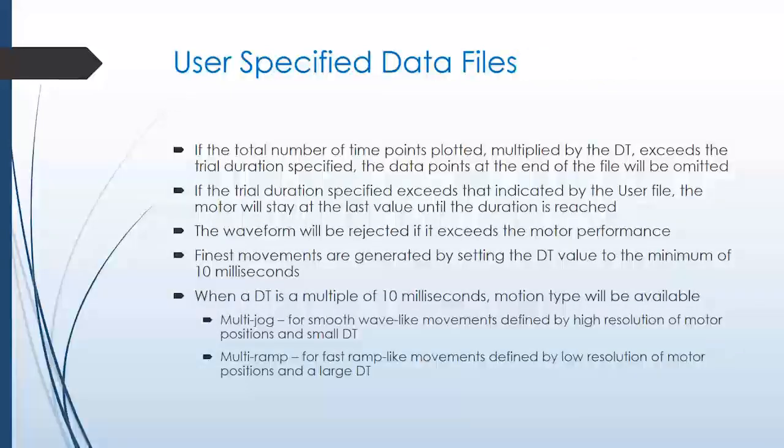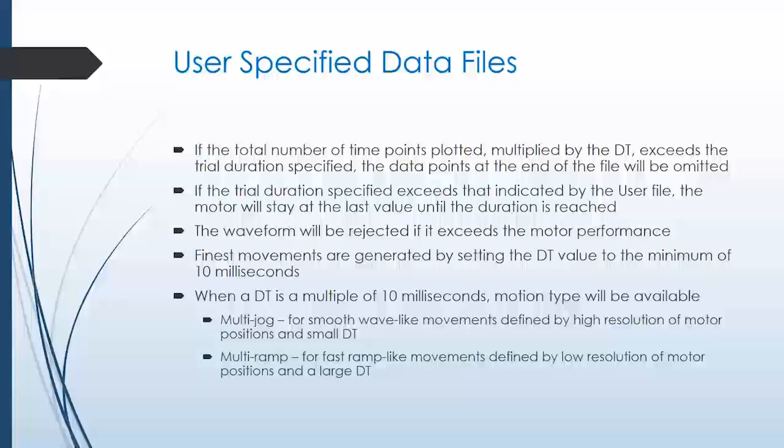So if the total numbers posted multiplied by dt exceeds the trial duration specified, it will stop, and the later data points will be omitted. The waveform will be rejected if it exceeds the motor performance, which was indicated in the previous slide. And finest movements are generated by setting the dt value to the minimum of 10 milliseconds.